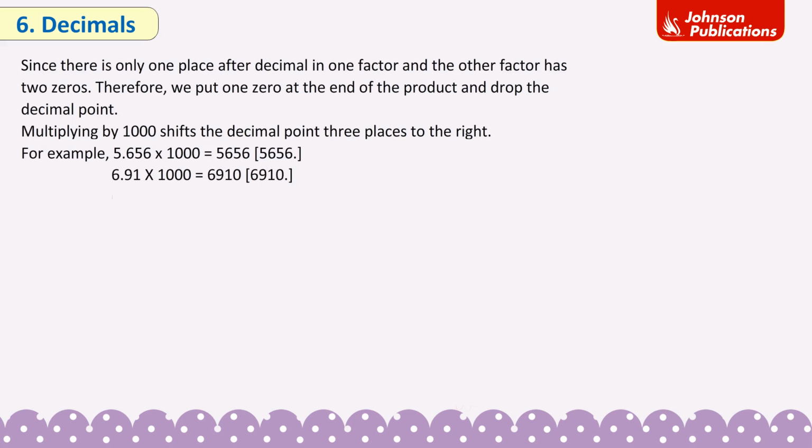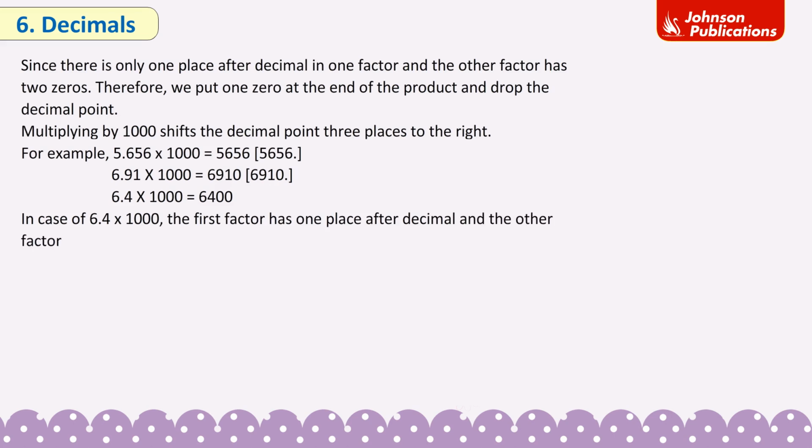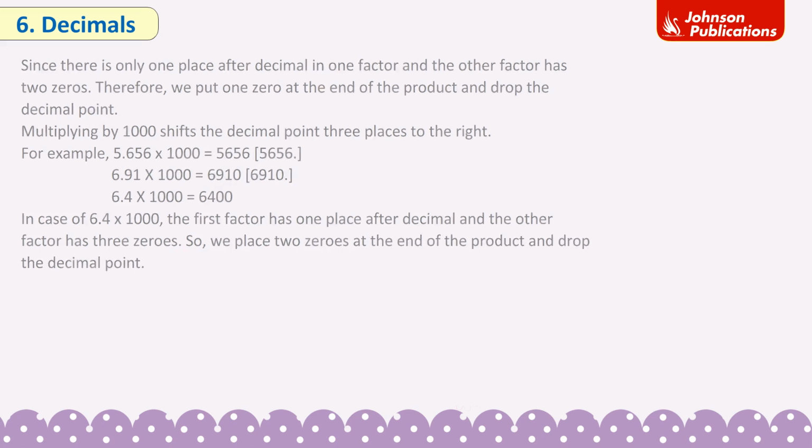6.4 multiplied by 1000 is equal to 6400. In case of 6.4 multiplied by 1000, the first factor has one place after the decimal and the other factor has 3 zeros. So, we place 2 zeros at the end of the product and drop the decimal point.